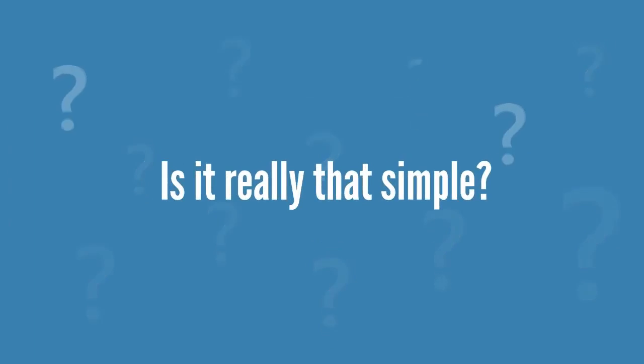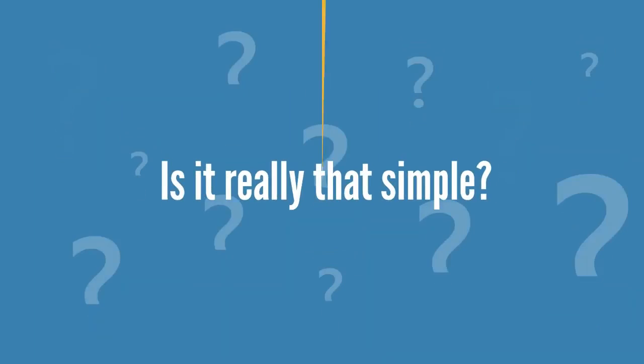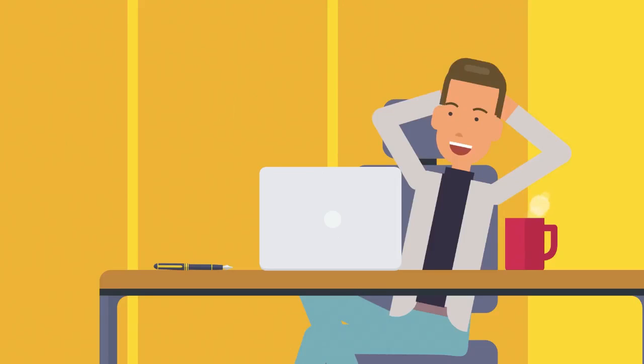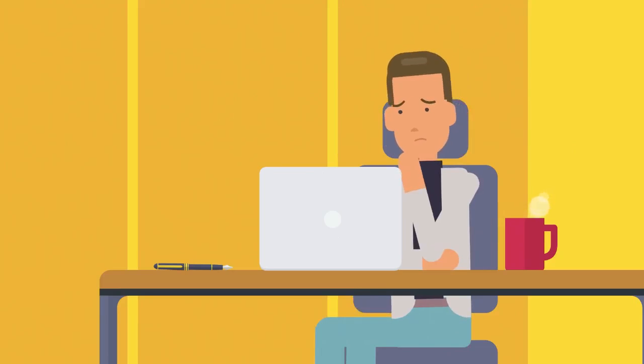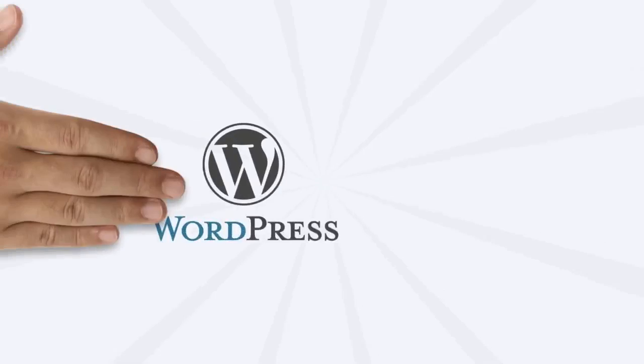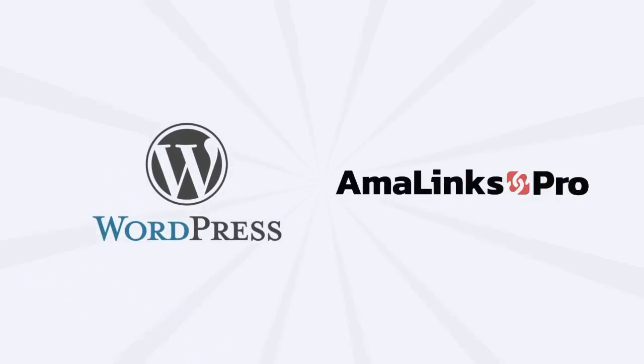So, is it really that simple? Yes and no. Let me explain. Technically, adding links to your website that include your special tracking ID is easy. However, getting visitors to interact with your page and click on those links can sometimes be challenging. Enter WordPress and AmaLinks Pro.